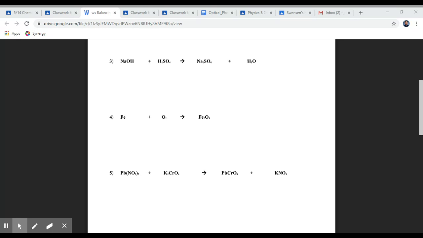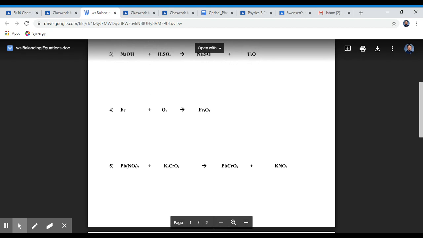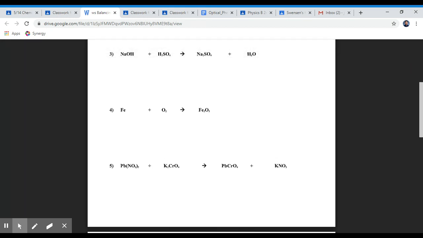So let's just break down one of these chemical equations first. I'm going to look at number 4 here for starters. Whenever you look at one of these problems, you're always going to have one of these arrows. We call that a yield sign in chemistry, and everything before the yield sign is the reactants, and everything after is the products.